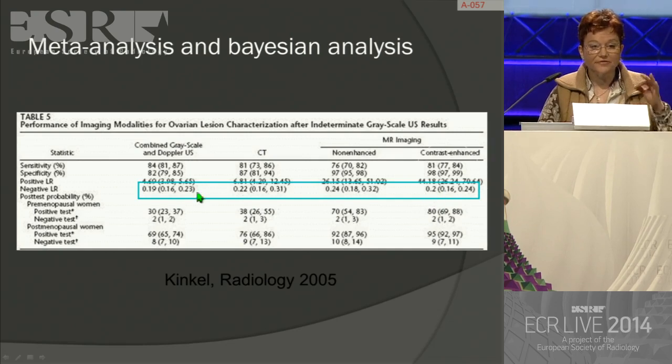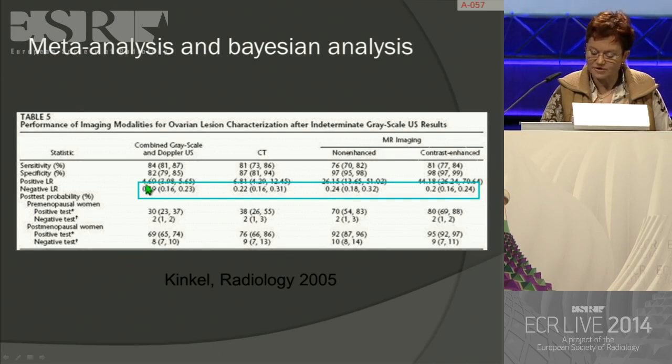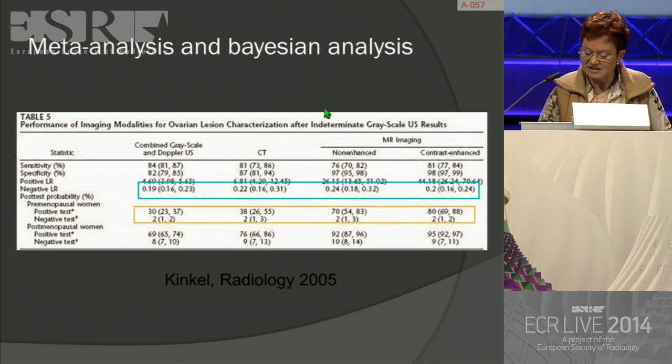So this means that if ultrasound is negative, you can stop. A negative ultrasound examination with color Doppler, you don't need to do anything more in a patient with a postmenopausal cyst. Stop, that's fine, it's benign. However, if it's positive, then the likelihood ratio goes up from 4 for color Doppler to 44 for MRI. And if you compare the post-test probability between a positive CT and a positive MRI, it increases by 42%.